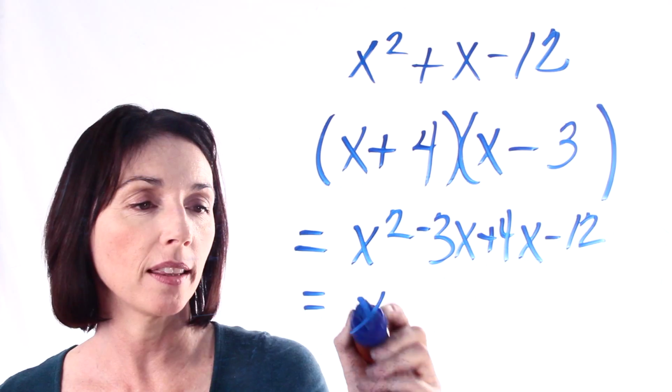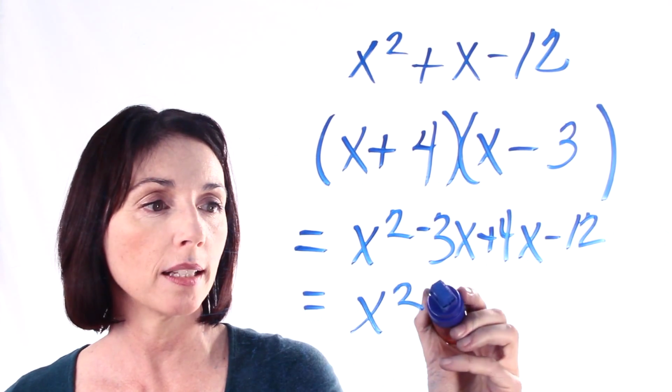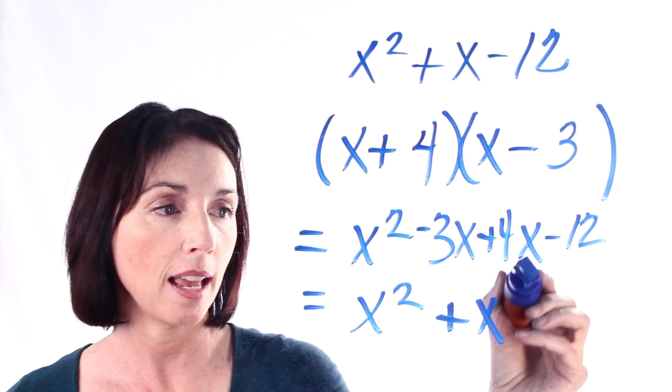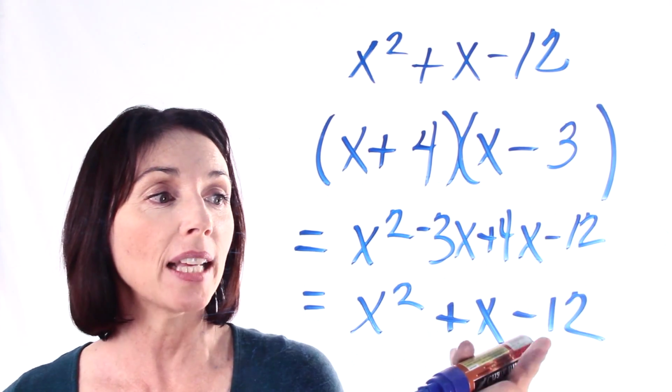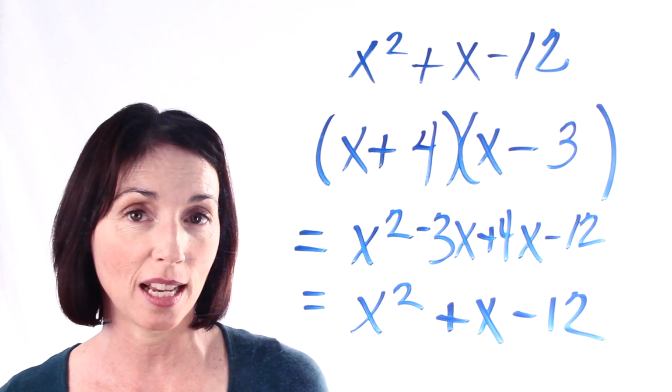Now if we simplify this, we get x squared minus 3x plus 4x gives us 1 positive x, and we have minus 12. And that's exactly the expression we started with. So we know that this is the correct factorization.